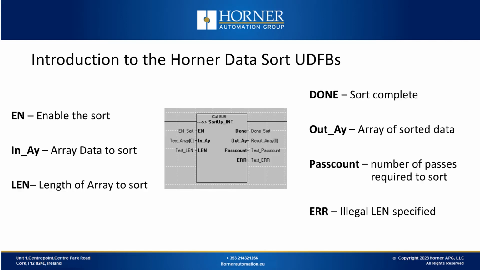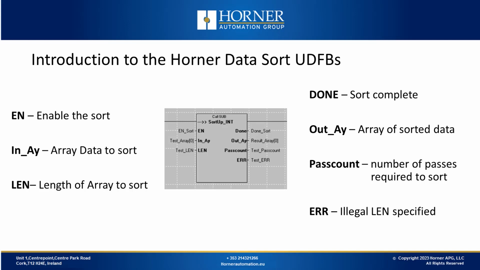Now we'll look at the inputs and the outputs of the UDFB. So there's an enable input that must be on to enable the source. The way this routine works is it performs the sort on the first scan after the enable bit has been enabled, so it only takes one scan to do the sort. And after that, as the function block remains enabled, it does nothing as it's finished executing.